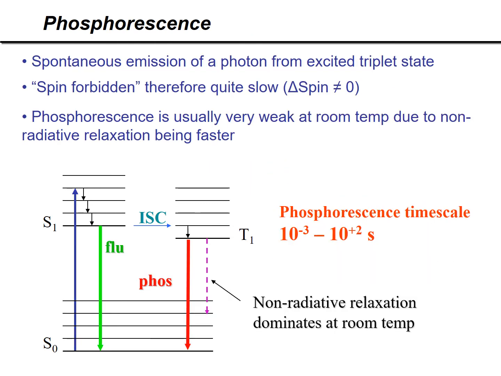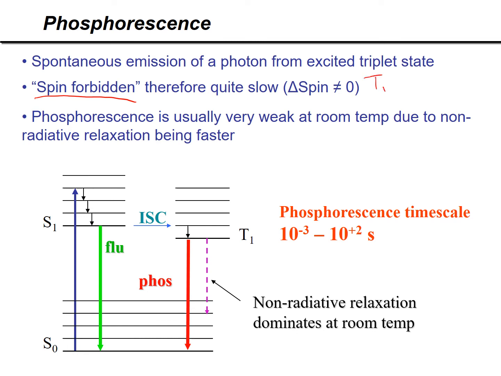Okay, let's meet phosphorescence. This is also spontaneous emission of a photon from an excited state. The difference between phosphorescence and fluorescence is that phosphorescence is emission from an excited triplet state. If you remember, we've just been talking about fluorescence. That's emission of a photon from an excited singlet state. So if you're going from an excited triplet to a ground singlet, the change of spin is not 0. This means it's a spin forbidden process and is therefore quite slow.